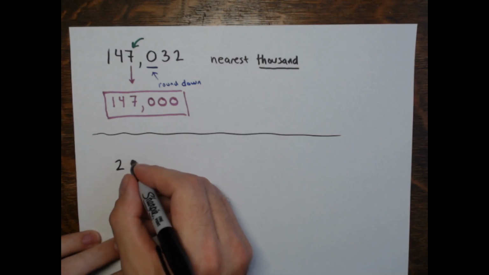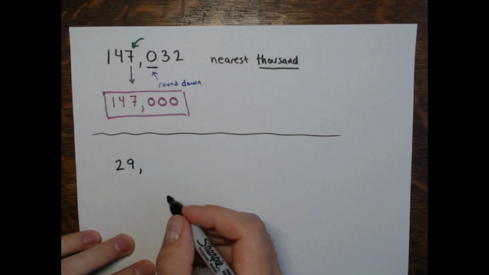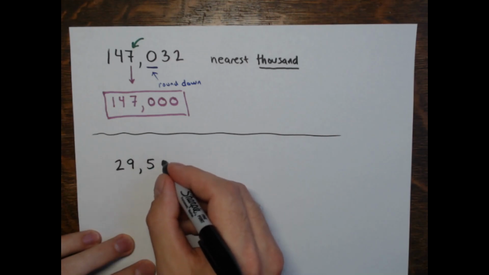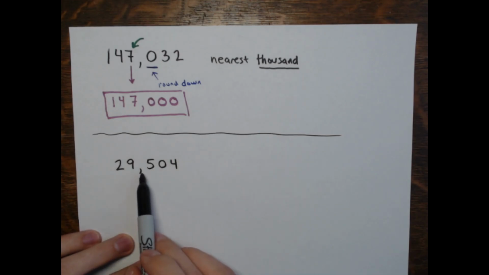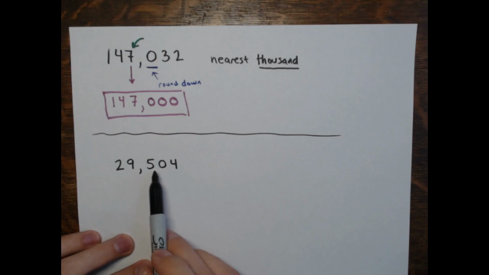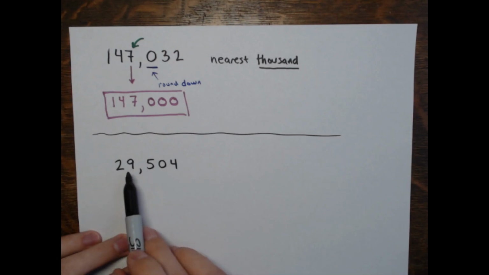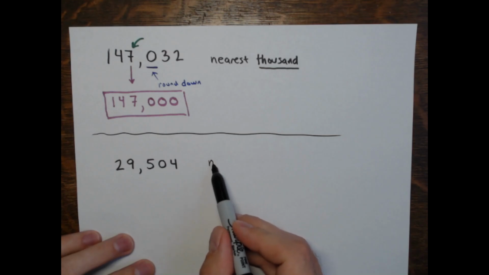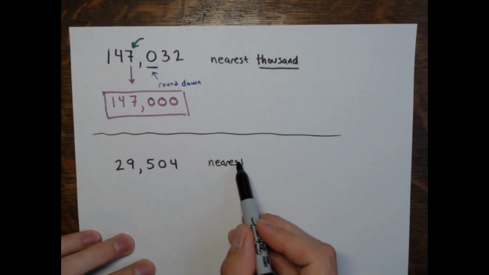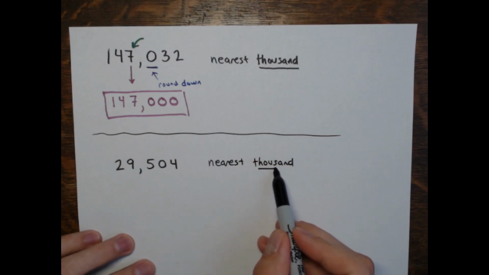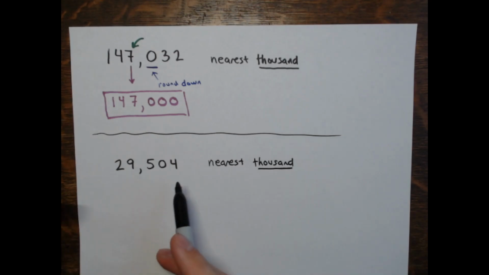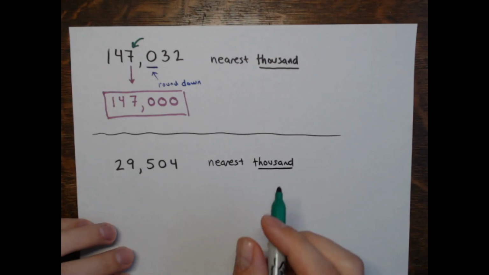Part B, 29,504, to the nearest thousand. So is this closer to 29,000 or 30,000? And because this is 500 or greater, or more than halfway, this will round to 30,000, we'll see. But I'll still go through the procedure one more time. And after a bunch of practice, you should be able to tell pretty quickly without doing all this writing.